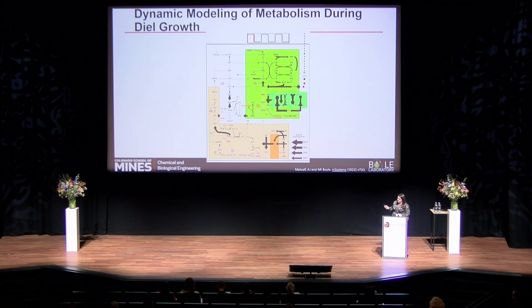So the thickness of the arrow tells you how much carbon is going through that reaction. And so right now we're in nighttime, and now we're switching to daytime, so you'll see more fluxes in the plastid there. So this was the first example of being able to use flux balance analysis to describe a dynamic process, such as growth in diurnal conditions.